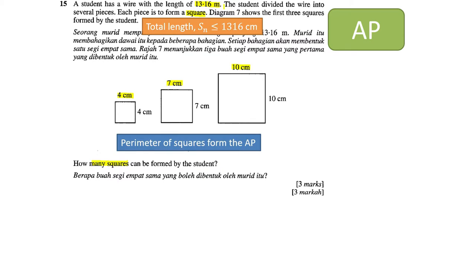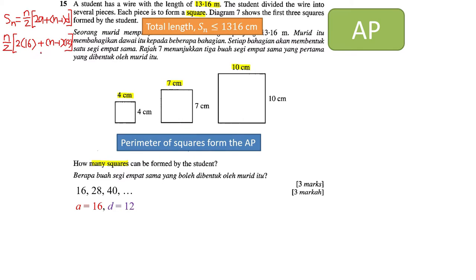The perimeter forms the AP. We start from 16 and then 28, then 40 and so on. Now tell me, what is the a and what is the d here? a is 16, d is 12. So Sn equals n over 2, 2a plus n minus 1 d, which is n over 2, 2 times 16 plus n minus 1 times 12. And we know that this Sn will be less than or equal to 1316.